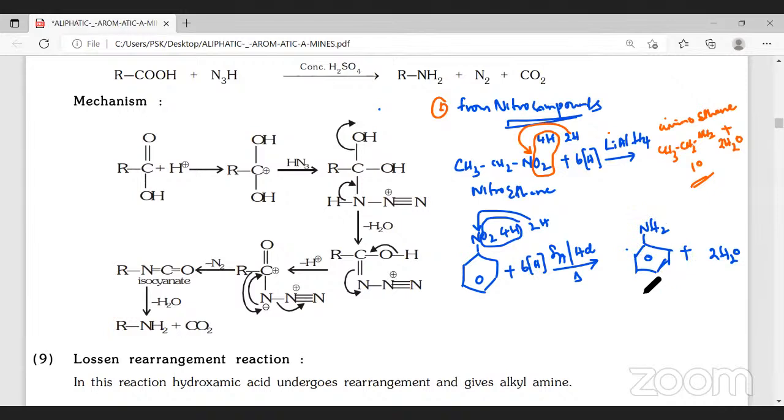This is a primary amine. Both are primary amines only, what we have learned. And this is commercially called aniline. So we can prepare primary amines by reduction of nitro compounds. Nitro compounds on reduction give primary amines. They can ask you, explain the reduction of nitro compounds, or how primary amines are prepared from nitro compounds. So the next question is very important.